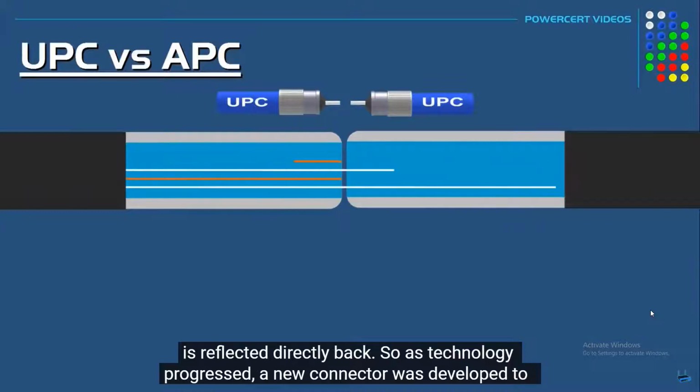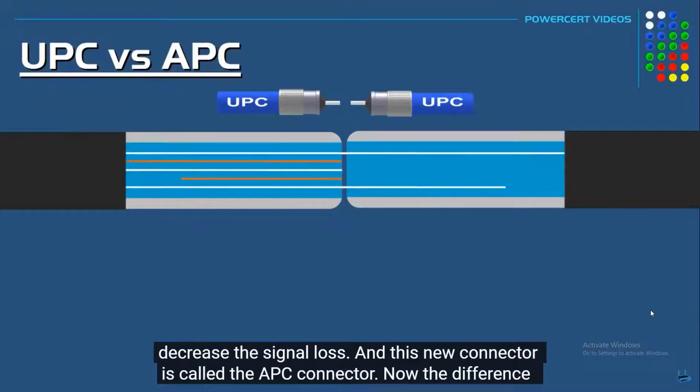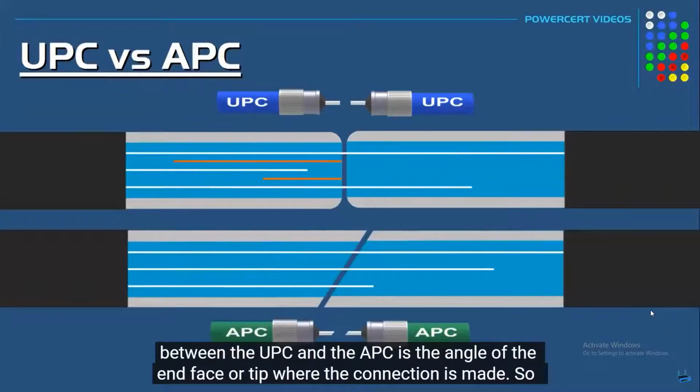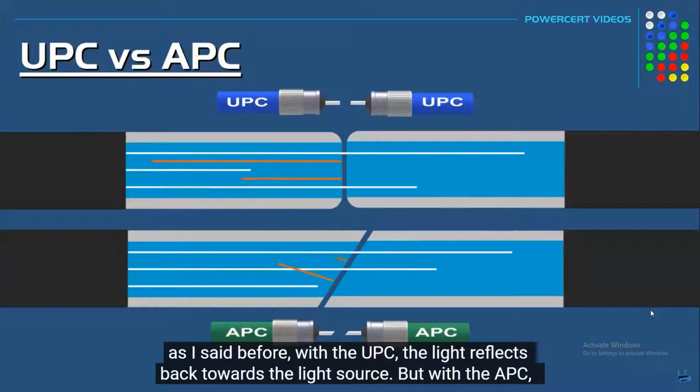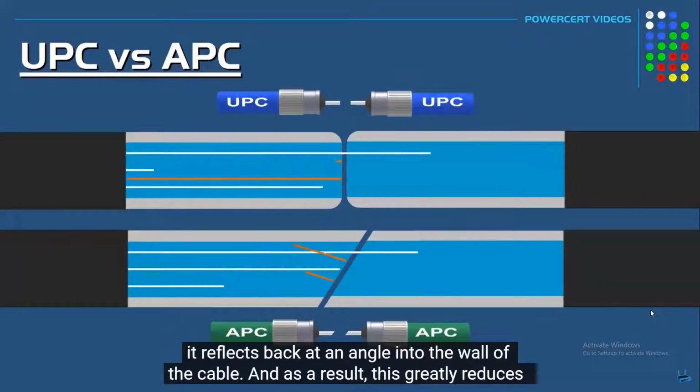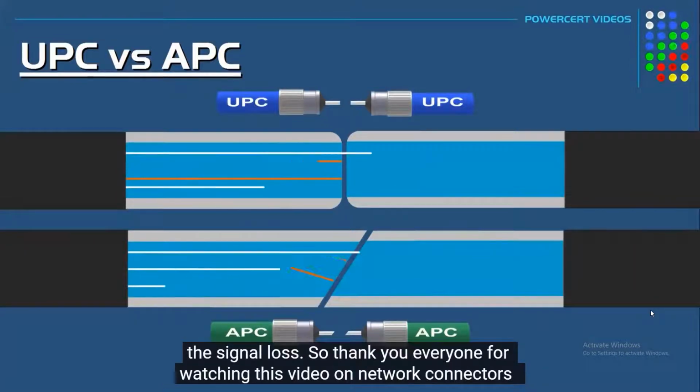So as technology progressed, a new connector was developed to decrease the signal loss. And this new connector is called the APC connector. Now the difference between the UPC and the APC is the angle of the end face or tip where the connection is made. So as I said before, with the UPC, the light reflects back towards the light source. But with the APC, with its angled connection, the light doesn't reflect back towards the light source. It reflects back at an angle into the wall of the cable. And as a result, this greatly reduces the signal loss.